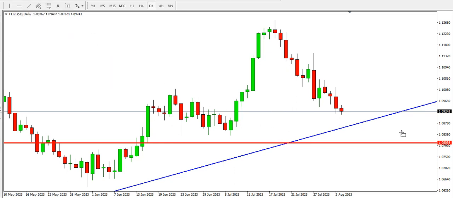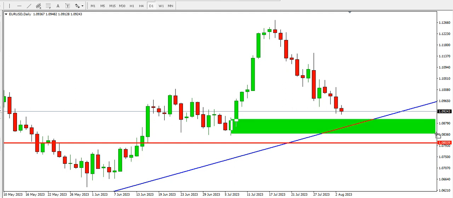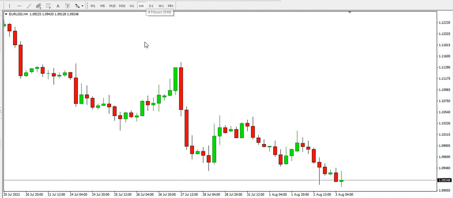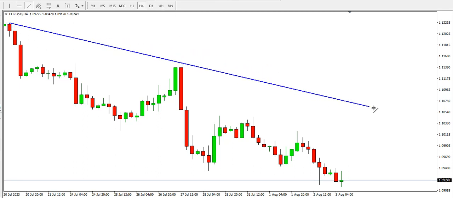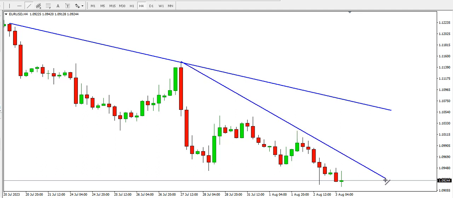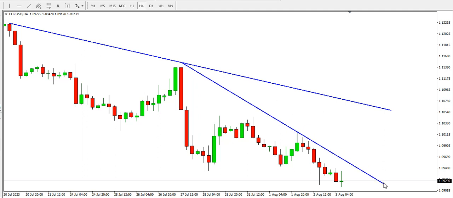This demand zone is being targeted. Okay, so that's for the daily time frame. On the 4-hour time frame, the trend is bearish. You have a bearish trend in place on the 4-hour time frame, so you might want to look for selling opportunities for Euro USD. Consider selling Euro USD.